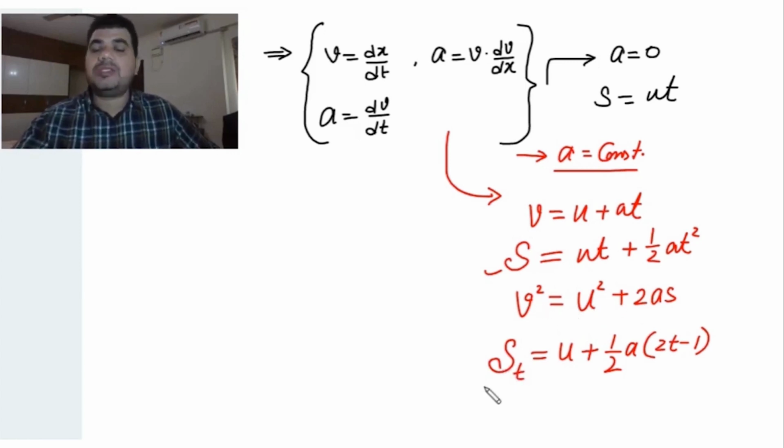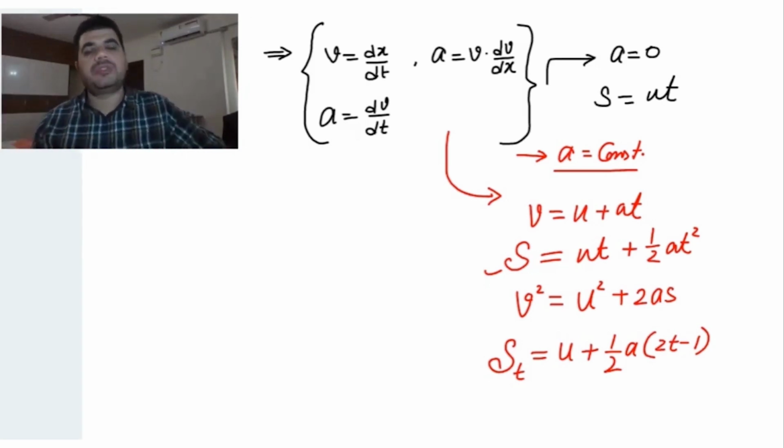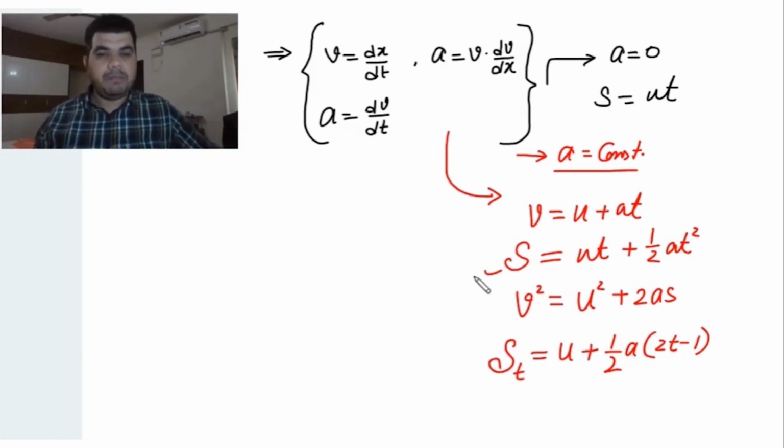You know that s_t is the displacement in any specific particular given second. Suppose we have to find the displacement in 1 second, or in the 2nd second, 3rd second, 4th second, 5th second, 9th second, 10th second, 11th second, whatever the case. If you have to find the displacement of the particle, displacement not the distance, point to be noted again, in a particular second, then we'll use s_t is equal to u plus half a (2t minus 1), and here you can say s is equal to ut plus half at square. So these are the equations of motion when acceleration is constant.